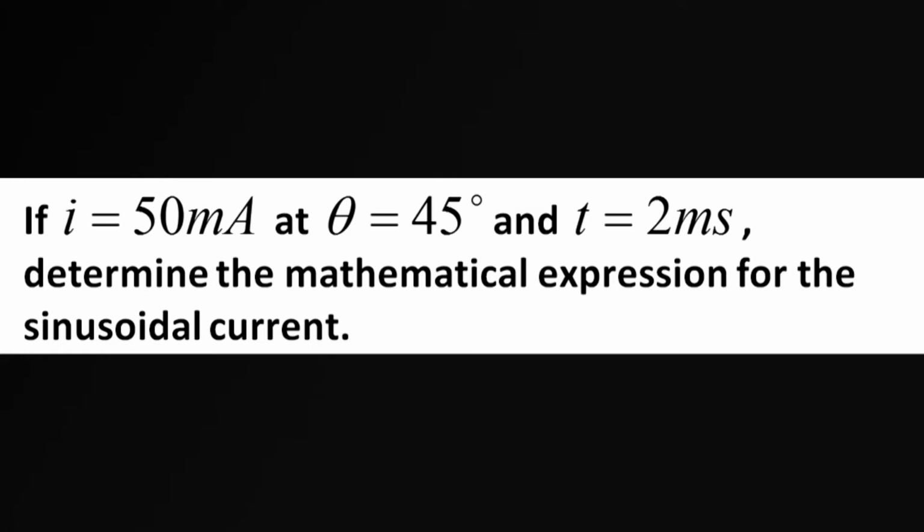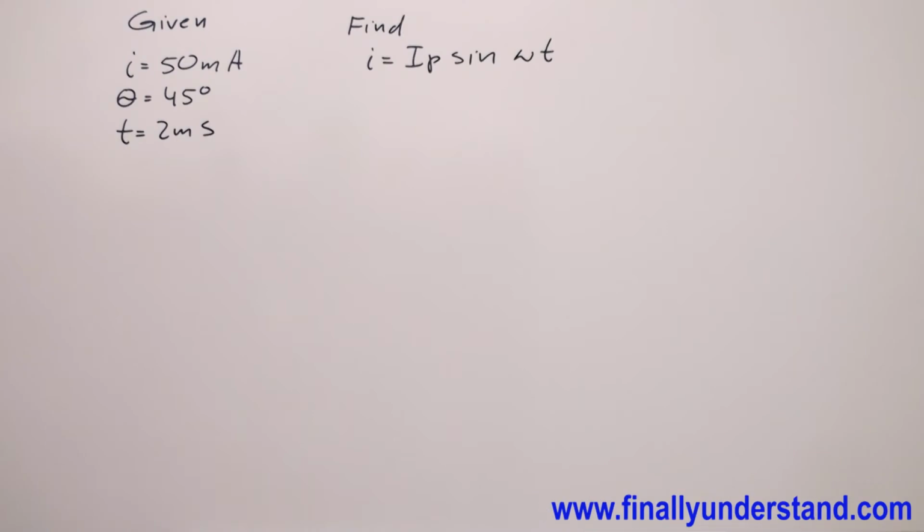If the instantaneous current is equal to 50 milliamps at angle theta 45 degrees and time equals 2 milliseconds, determine the mathematical expression for the sinusoidal current.